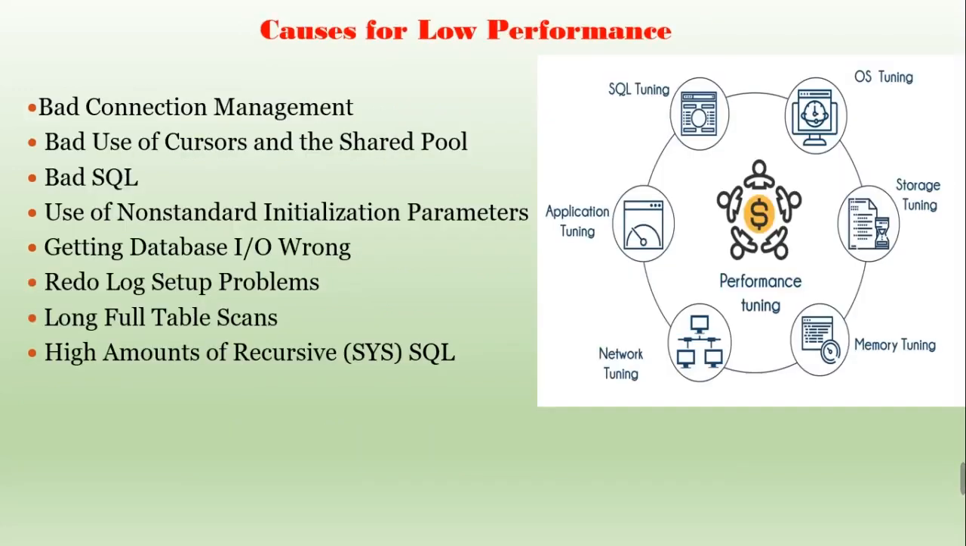Causes for low performance: bad connection management, bad use of cursors and the shared pool, bad SQL, use of non-standard initialization parameters, getting database I/O wrong, redo-log setup problems, long full table scans, high amounts of recursive SQL. So here is the SQL tuning stage by stage diagram: OS tuning, storage tuning, memory tuning, network tuning, application tuning, SQL tuning. This is overall performance tuning.